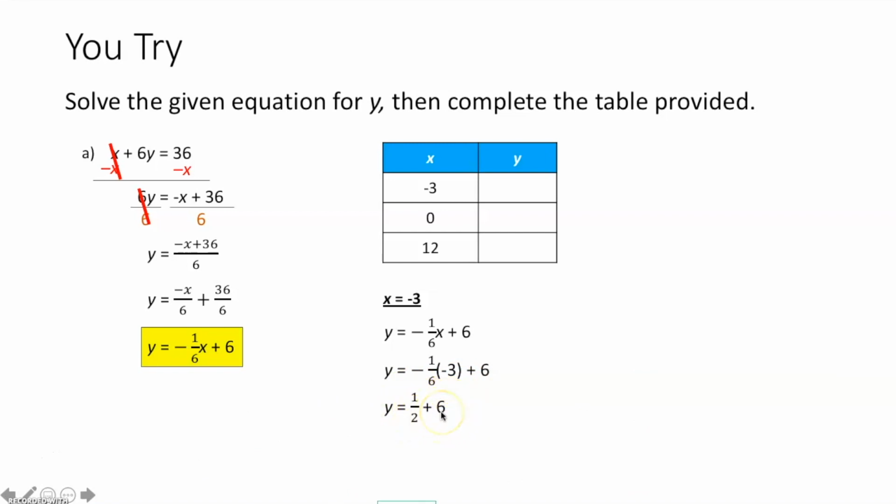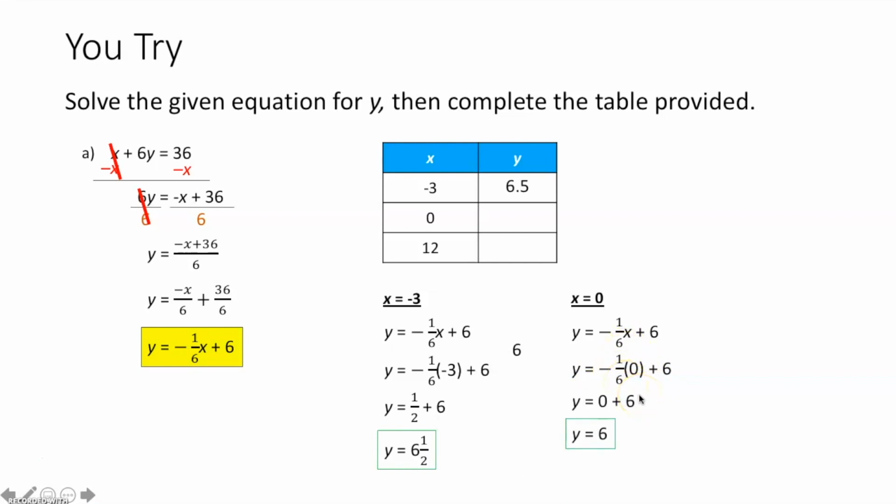1/2 plus 6 is just 6.5. Cool, done. Next, when x equals 0, what does y equal? Well, we take our equation that we just found, we plug in 0 for x, and now we use the order of operations to solve. There's nothing to do inside parentheses, no exponents, but we can multiply these two together. 0 times negative 1/6 is just 0, plus 6 is 6. Cool, that goes in there.